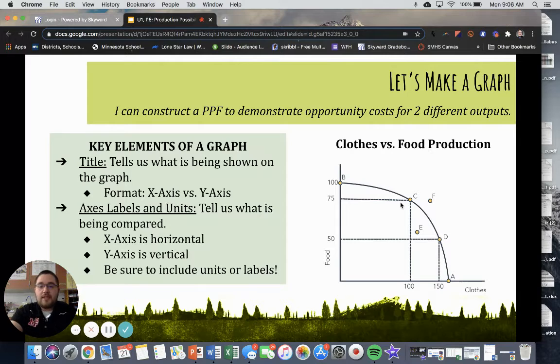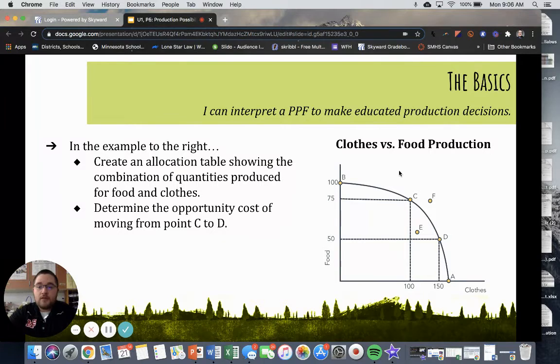Then we also want to label our axes and our units. So this tells us what's being compared. The x-axis is always going to be horizontal, or going across, and the y-axis is going to be vertical and going up and down. So over on the graph to the right, we see that food is our y-axis and clothes is our x-axis.